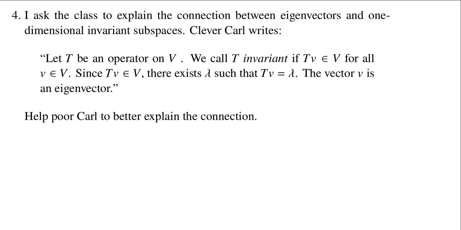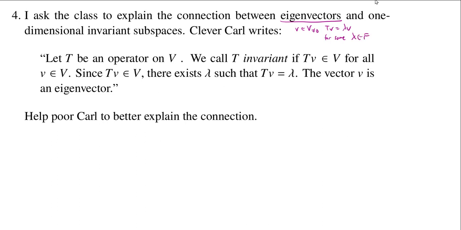Well, there are words in this, and those words are related to this topic, and that's about as good as we can say for Clever Carl's description. So let's try to help Carl out here. We want to describe the connection between eigenvectors and one-dimensional invariant subspaces. So let's quickly remind ourselves what these things are. Eigenvectors are going to be some non-zero vector v such that Tv is equal to lambda v for some lambda in F.